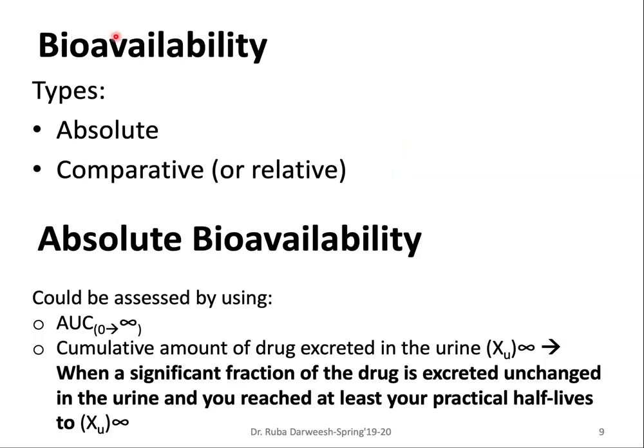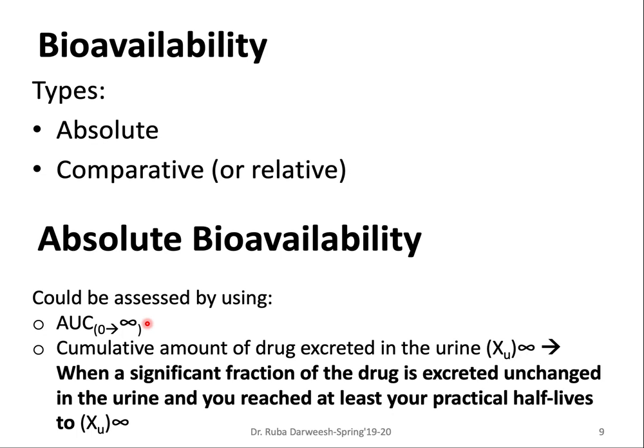For the bioavailability calculation, we usually have two types of bioavailability, the absolute bioavailability and the relative or comparative bioavailability. Let's start with the first one. Absolute bioavailability could be determined using either the total area under the curve or the cumulative amount excreted in the urine, which is XU from 0 to infinity. We can use this or that.